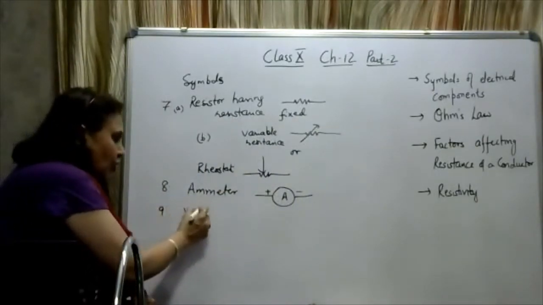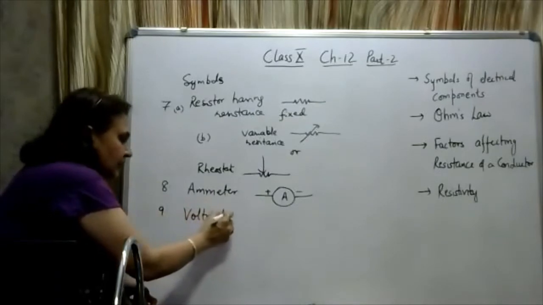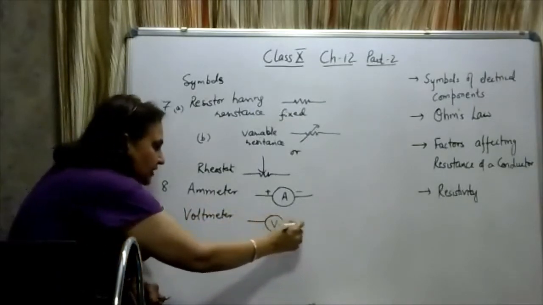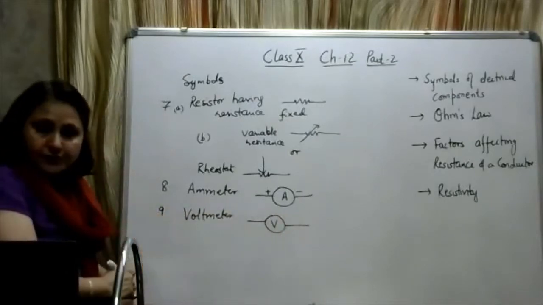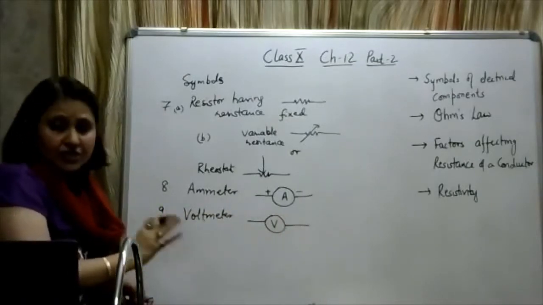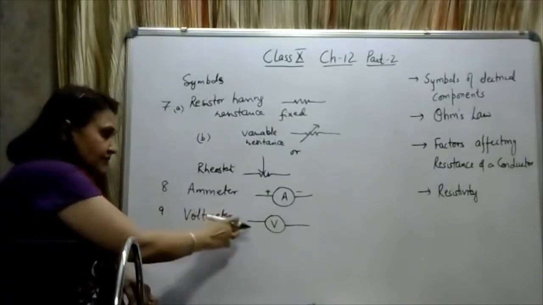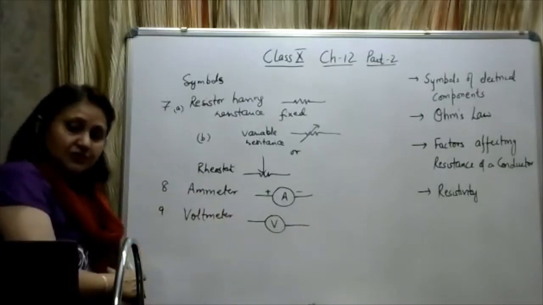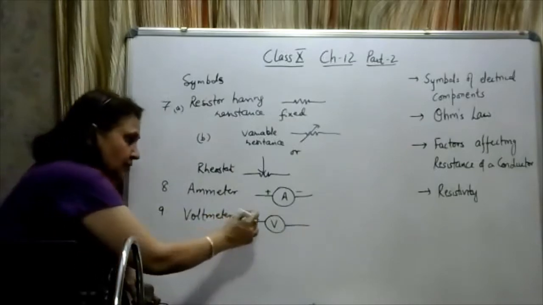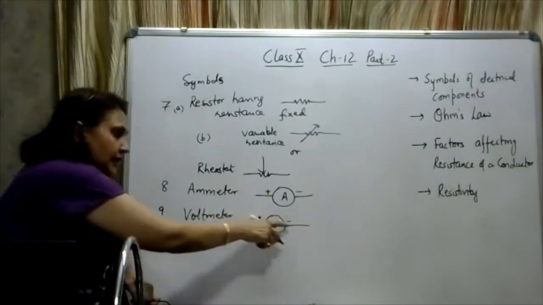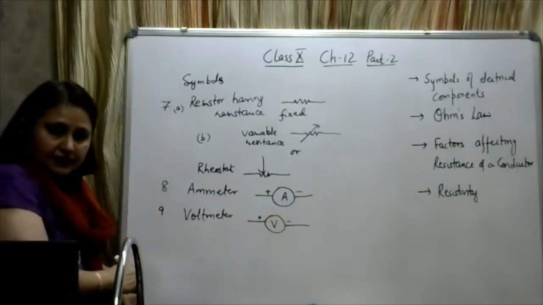The next is voltmeter. The symbol for the voltmeter is a capital V written in a circle. It measures the potential difference between any two points in an electrical circuit. So we have studied that voltmeter is a device which measures the potential difference. Again, voltmeter has positive and negative terminals. One end is positive, the other end is negative.